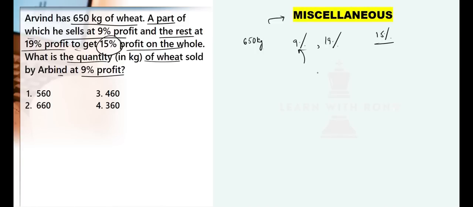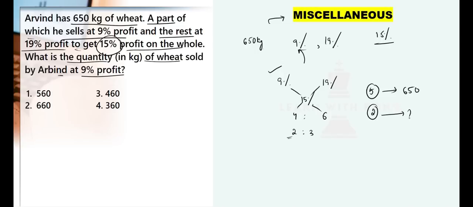Simply apply alligation. See, 9%, 19%, and you got 15% as the whole. 15 minus 9 is 6, 19 minus 15 is 4. So the ratio is 2 to 3. So 2 plus 3, 5 parts is the total 650 kg. They asked for the 9% profit weight, so 2 parts. 5 parts is 650, so 1 part is 130, and 2 parts is 260... so 360 kg is the 9% profit quantity we got, which is option number 4. Let's see the next question.